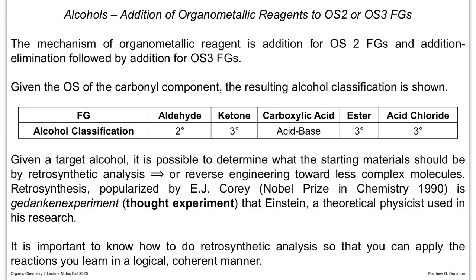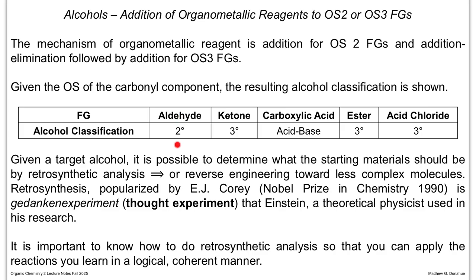So to preface the next slide and put this all in a package here. If you look at your starting carbonyl group, so these would both be oxidation state 2. The acid, the ester, the acid chloride, those are oxidation state 3. So if you're starting with these and you're adding a carbon anion to it, what is it going to produce in terms of the alcohol class?